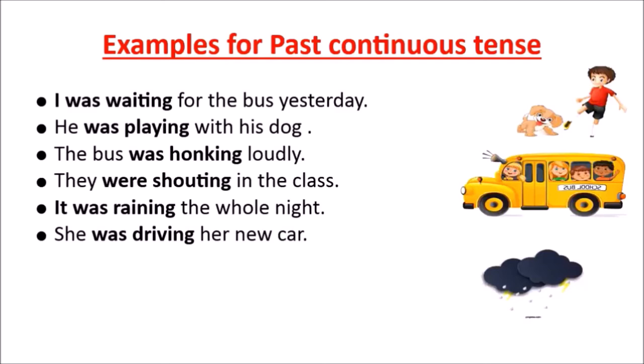So look at the next example. She was driving her new car. So what she was doing? She was driving her new car. So in this tense, was and were are usually used as what? Helping verbs. Yes. Clear?